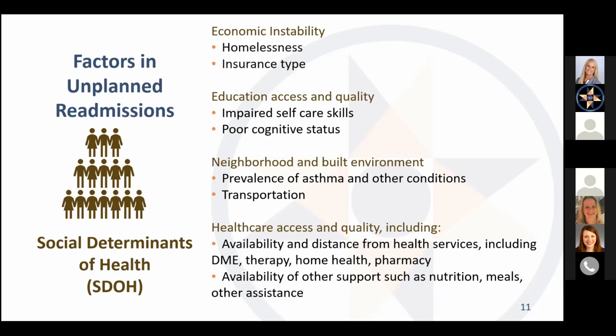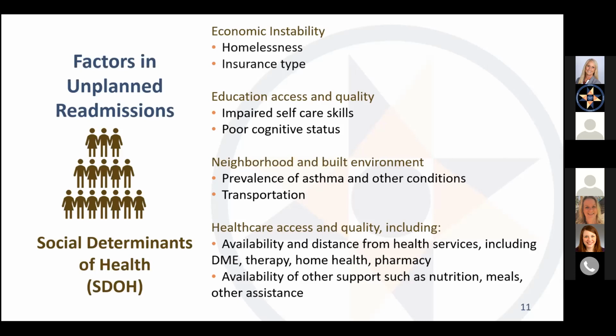And then here we have a lot of information related to the social determinants of health, which are also huge factors in unplanned readmissions. These include things like economic instability, such as homelessness or inadequate insurance, access to education and the quality of the education provided. Sometimes patients may have impaired ability to care for themselves or just poor cognitive status that makes it difficult for them to understand and follow through with instructions. We also have the neighborhoods they live in and the built environment. So there may be just really inadequate or a complete lack of transportation that makes it very difficult for them to attend follow-up appointments. There's also prevalence of asthma or air quality problems or other issues that may exacerbate symptoms once they get home. And then health issues of healthcare access and quality.